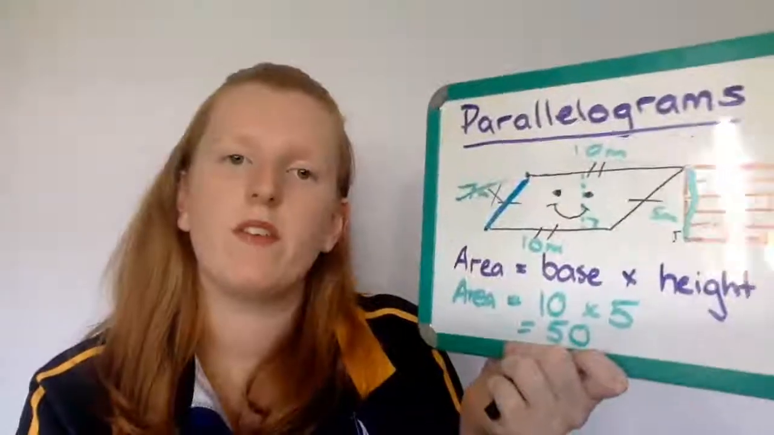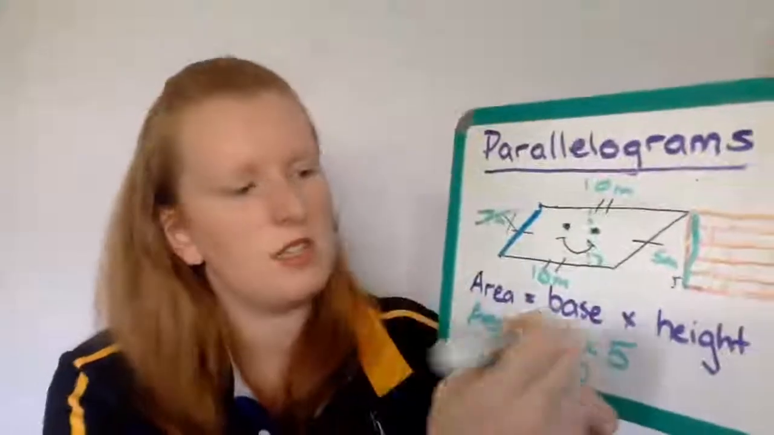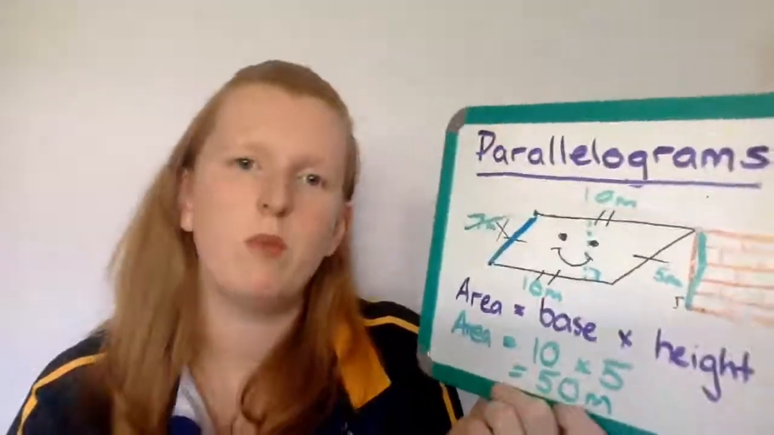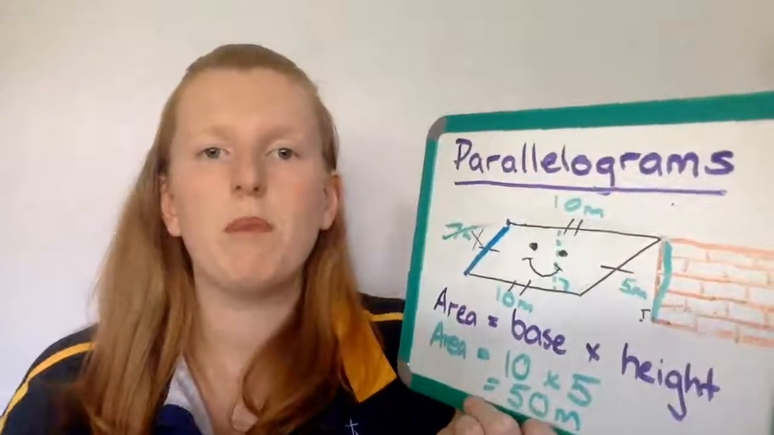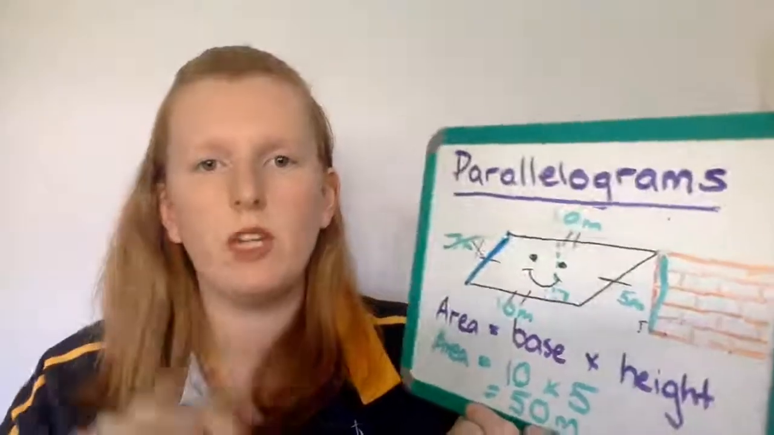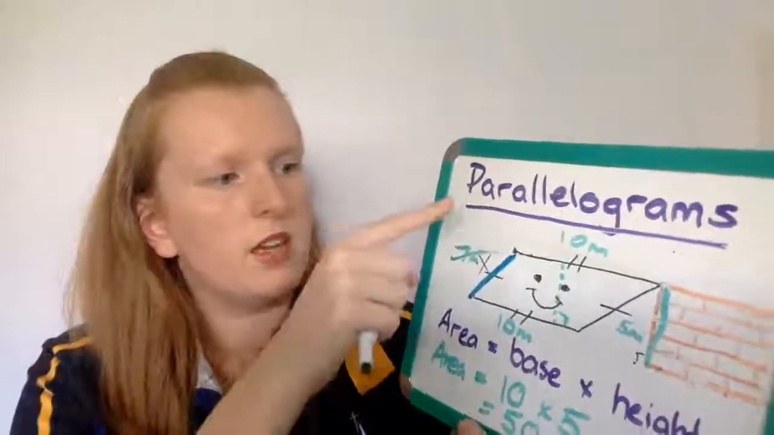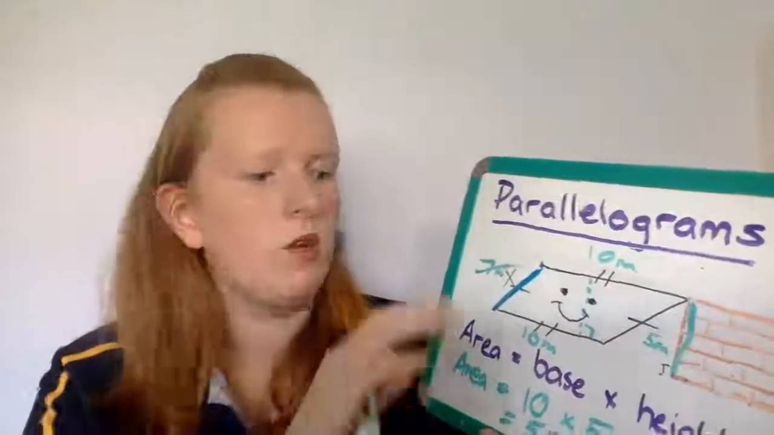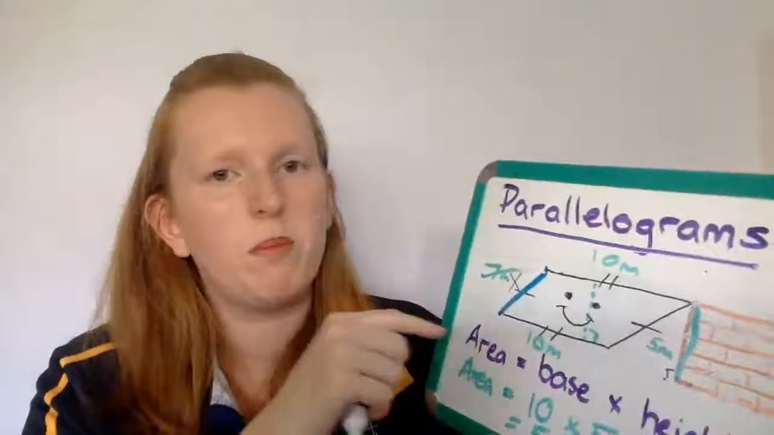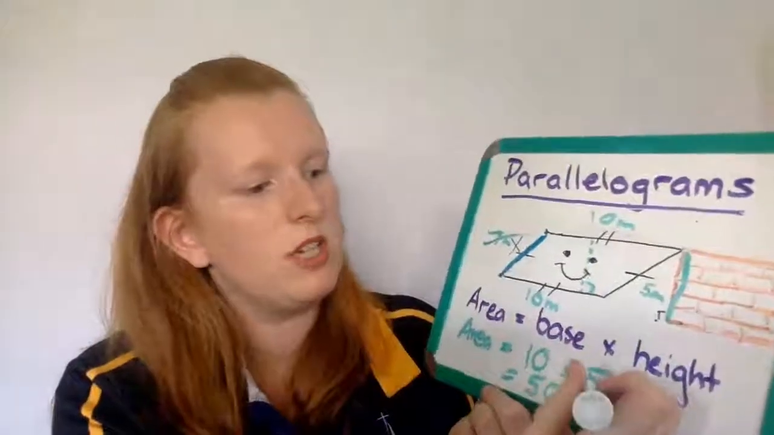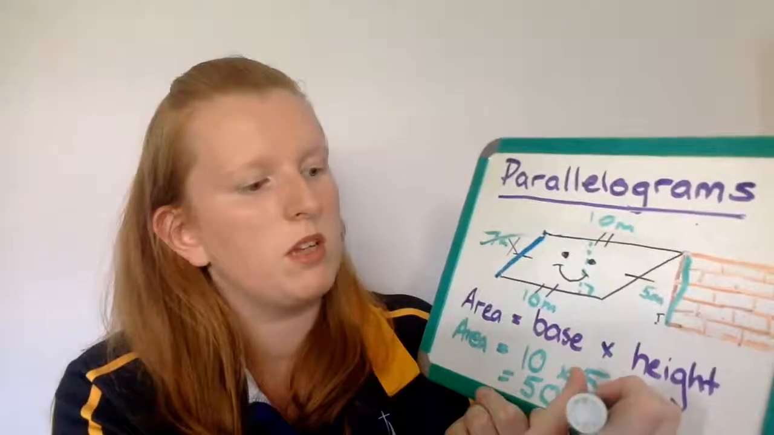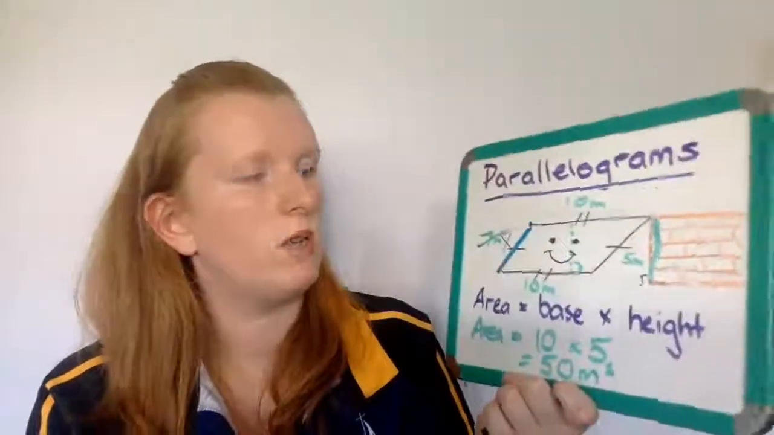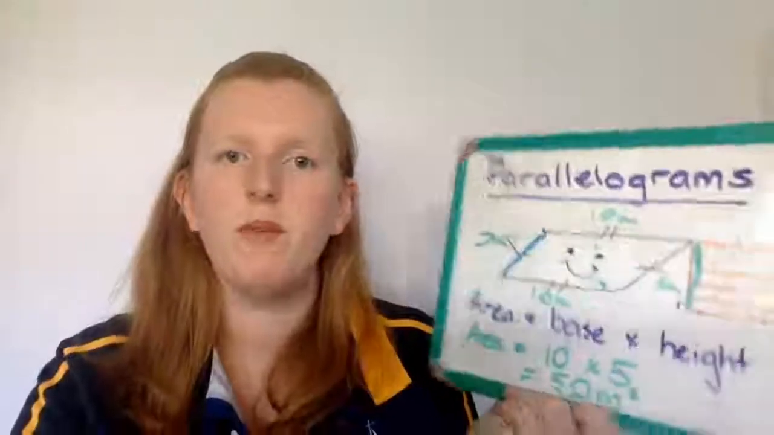Now I can't forget my units. So in this case, I'm using meters, but I don't just leave it there. It's very important that when we are calculating area, we let people know that we're calculating the area of a 2D shape. And I say 2D because it's length and height, or base and height. So it's got two components that we're calculating. So it's a 2D shape, it's not 3D. So we put a little to the power of 2 there to let us know that we are doing a 2D shape. Anyway, parallelograms.